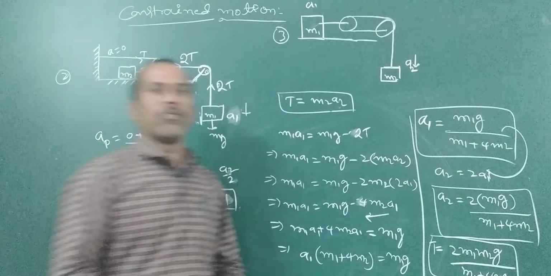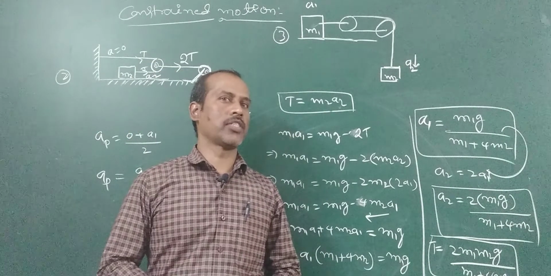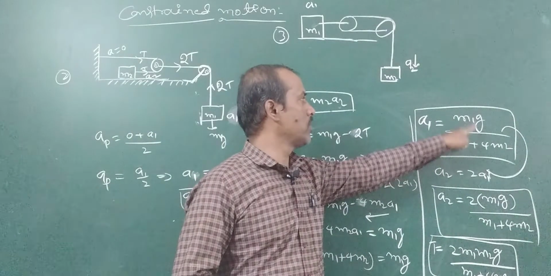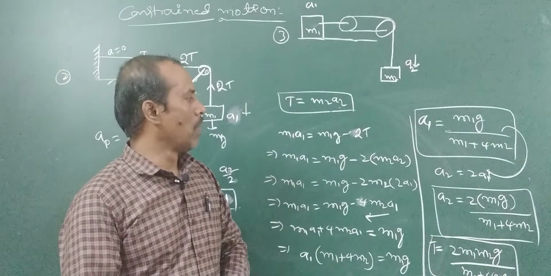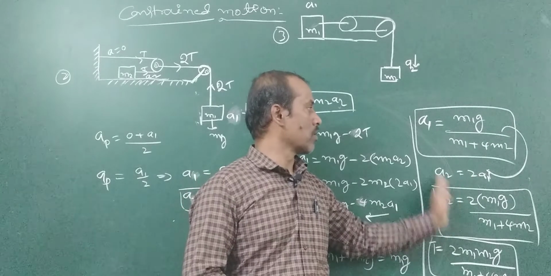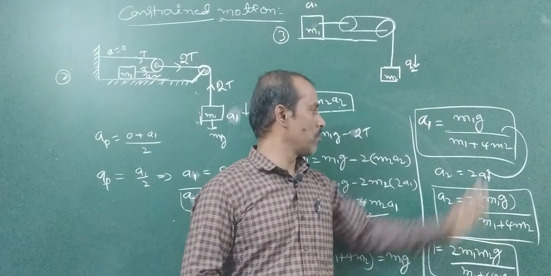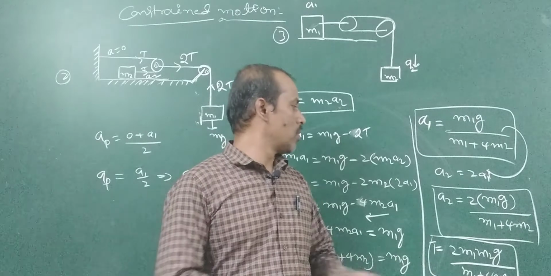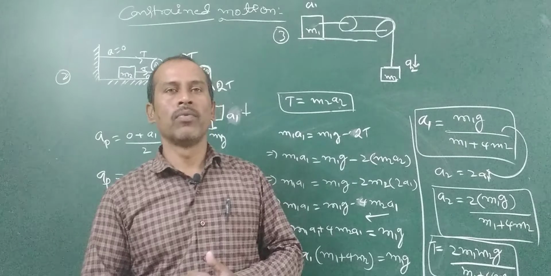So in terms of masses, the acceleration of the two blocks: A1 is equal to M1 g by M1 plus 4 M2. Next, the acceleration of the block M2, A2, is equal to 2 M1 g by M1 plus 4 M2. The tension in the string T is equal to 2 M1 M2 g by M1 plus 4 M2.